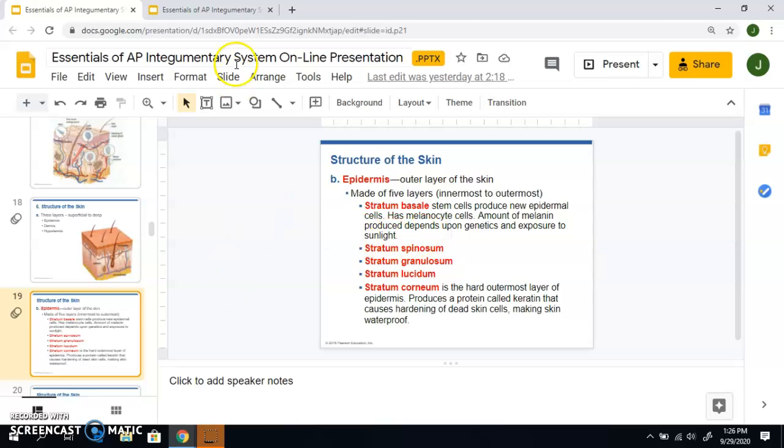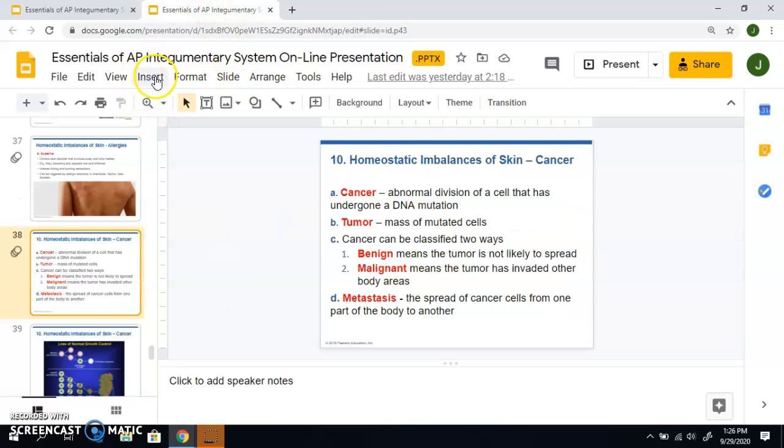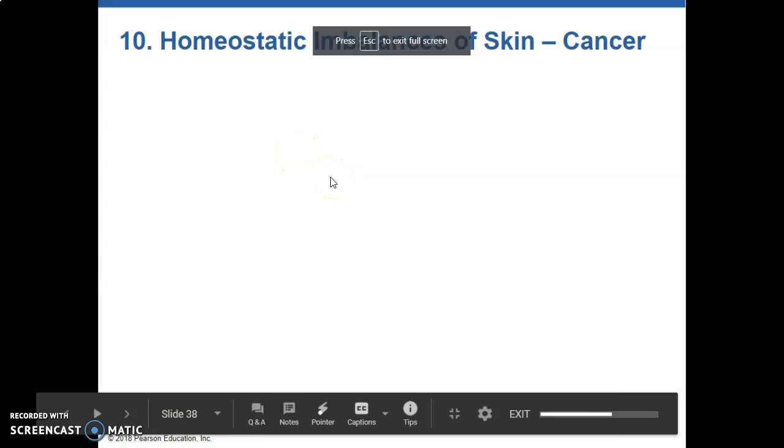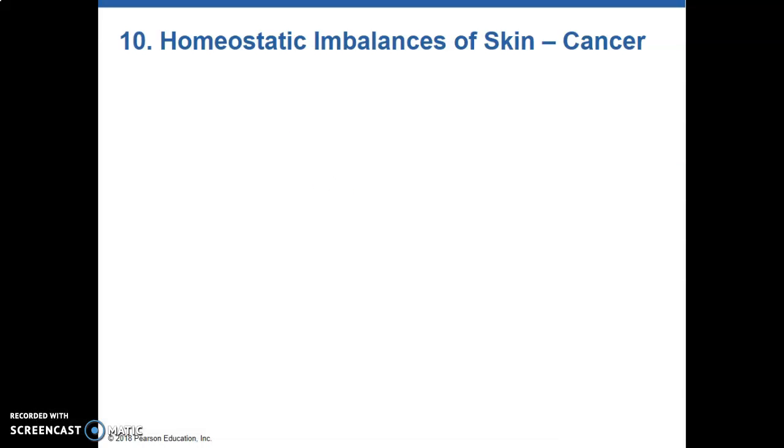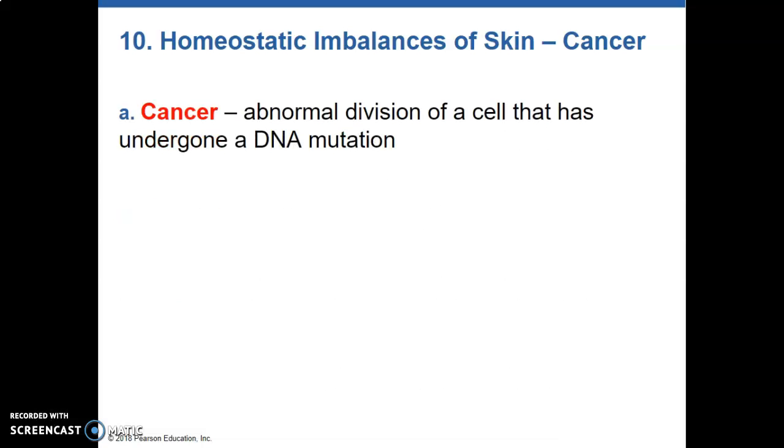Okay, let's learn a little bit about cancer now. Again, this is the third of three types of homeostatic imbalances of the skin. Cancer involves abnormal division of cells, and those cells in particular have undergone some mutation in the DNA. Remember, the DNA includes the genes. It's got the G's, C's, A's, and T's. So cancer is just abnormal division of cells that have mutated.